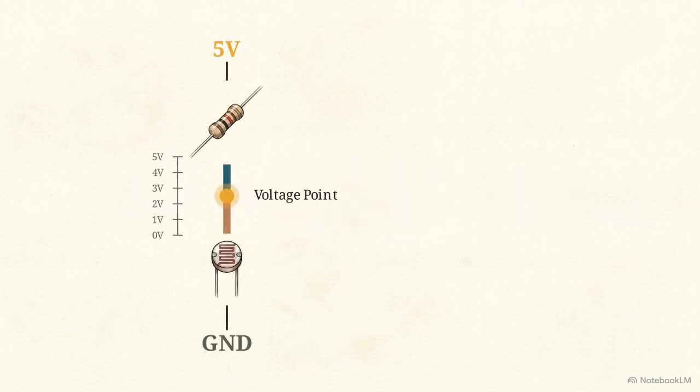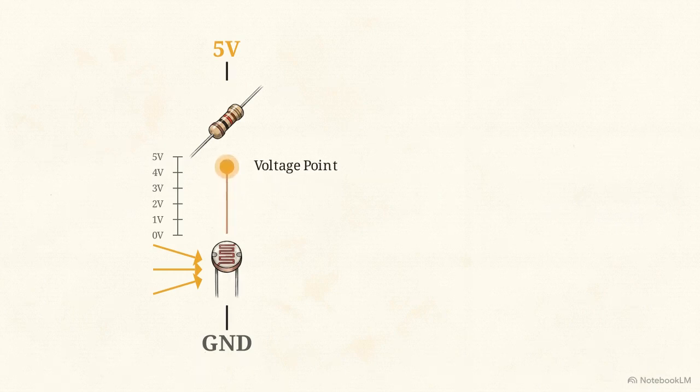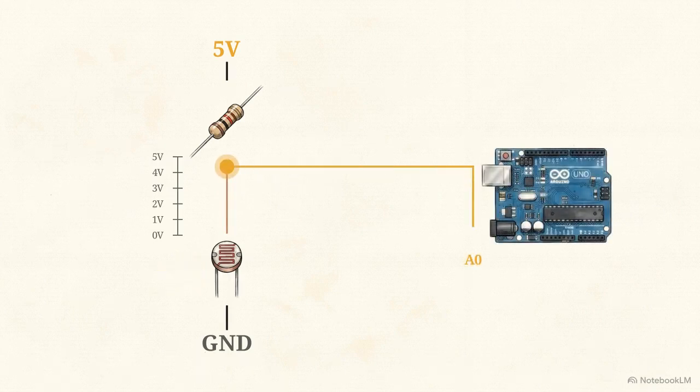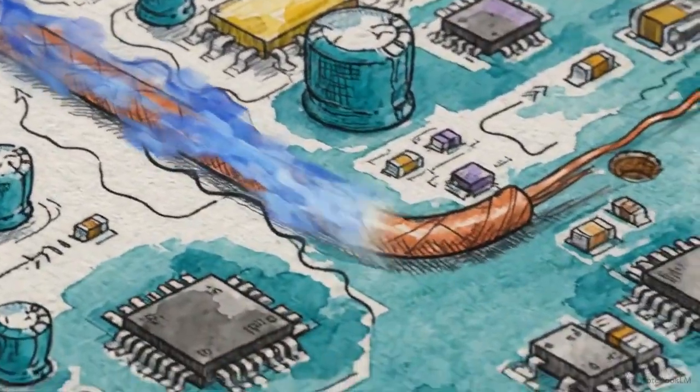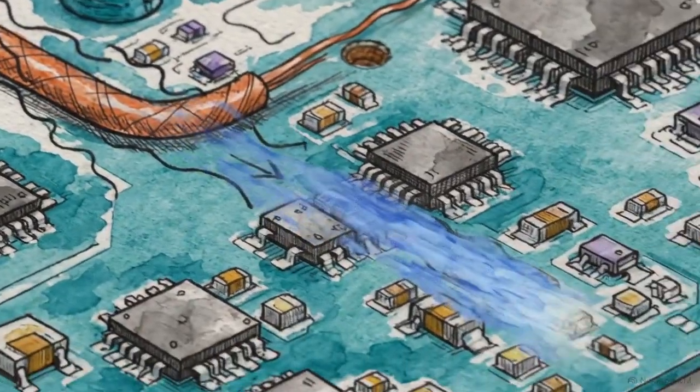A 5-volt power source splits between the fixed resistor and variable LDR, creating an electrical tug-of-war. Light hitting the LDR weakens its grip, causing the voltage at their center point to slide up the scale. A wire carries this signal directly into the Arduino. This tug-of-war translates the physical resistance of the room into a readable voltage, allowing the Arduino to sense light levels.